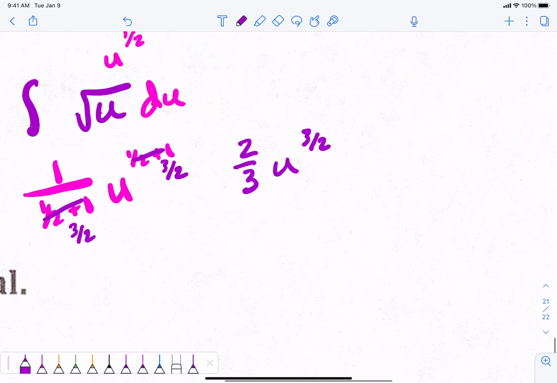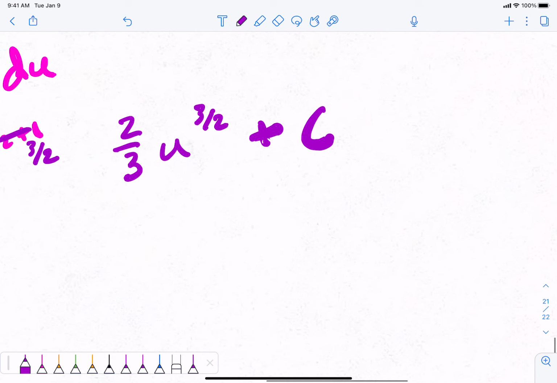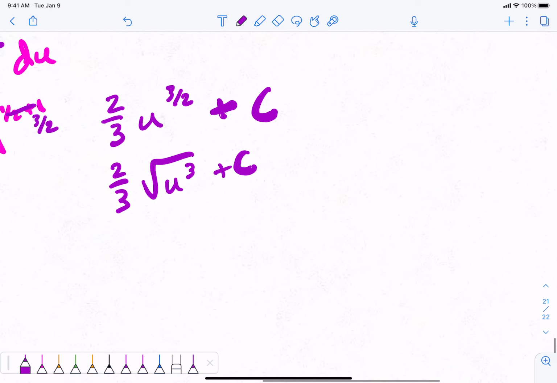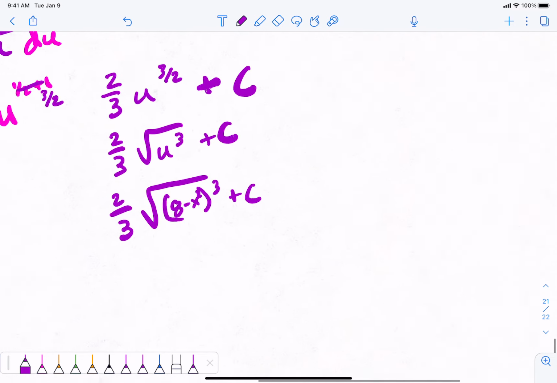Plus c. Now, when they give you the point (2, 7), that means the point lives on your line. That does not mean that those are your limits of integration that you're plugging in. So let's plug stuff back in. This is really 2/3 the square root of u cubed plus c. But what is u actually? It's actually 8 minus x squared. Plus c.